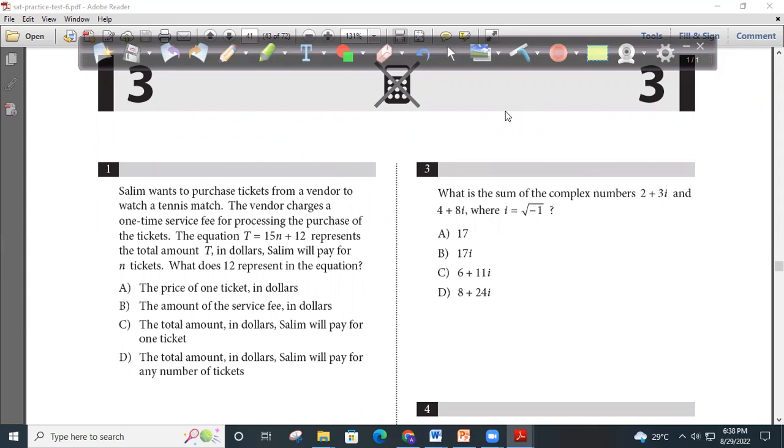Perfect, Sariyu. Very good, Amma. Perfect, Abhiram.